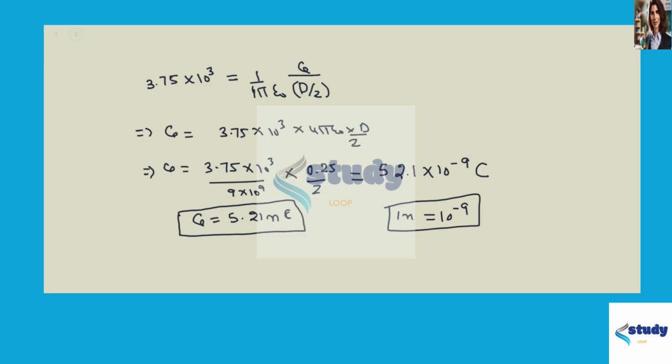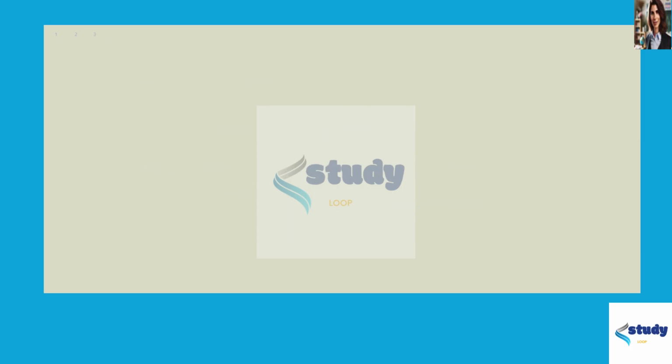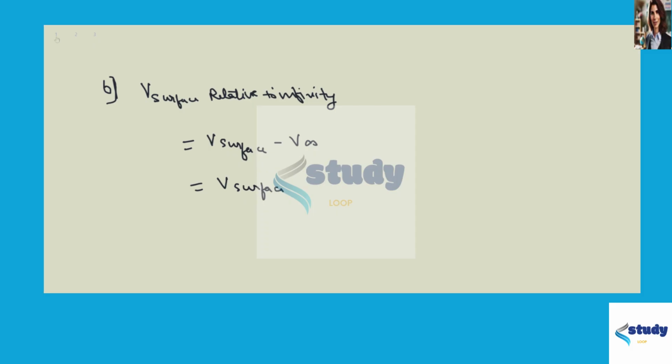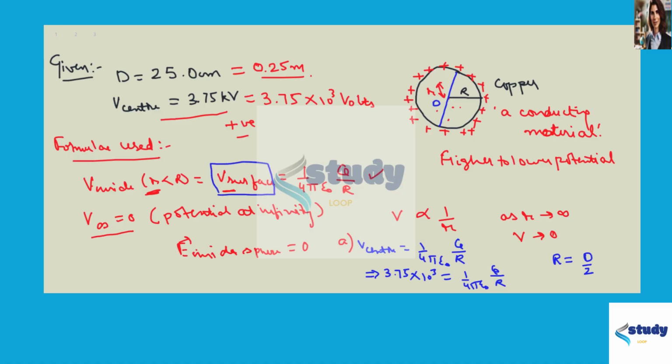Now going to part B. So this was part A. Part B asks what is the potential of the sphere surface relative to infinity. So we need to find the potential at the surface relative to infinity, meaning we have to find V surface minus V infinity. V infinity is equal to 0, so this becomes V surface. V surface, we already know this value.